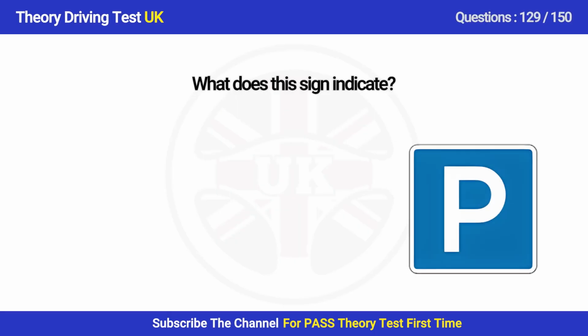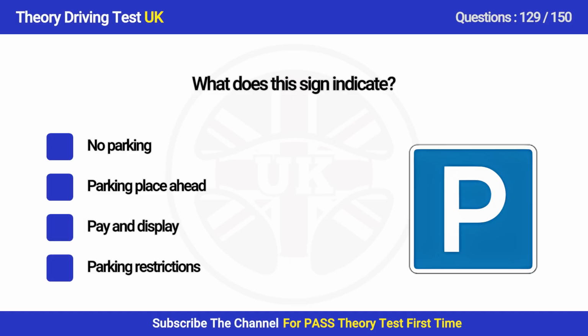Question 129. What does this sign indicate? A. No parking. B. Parking place ahead. C. Pay and display. D. Parking restrictions.